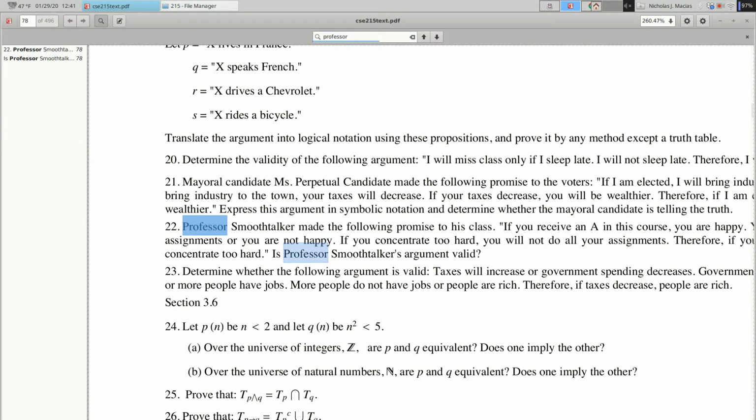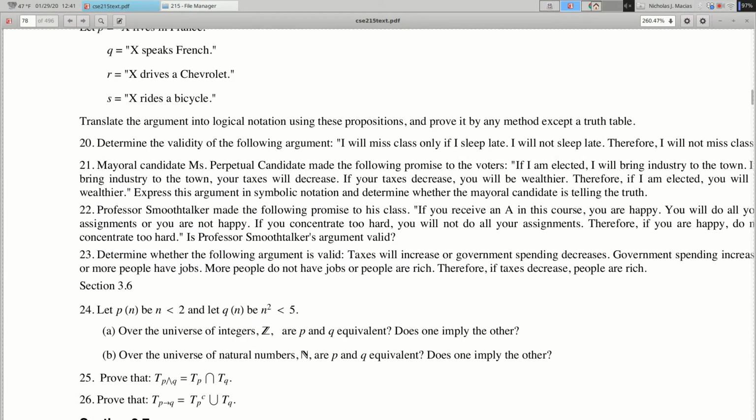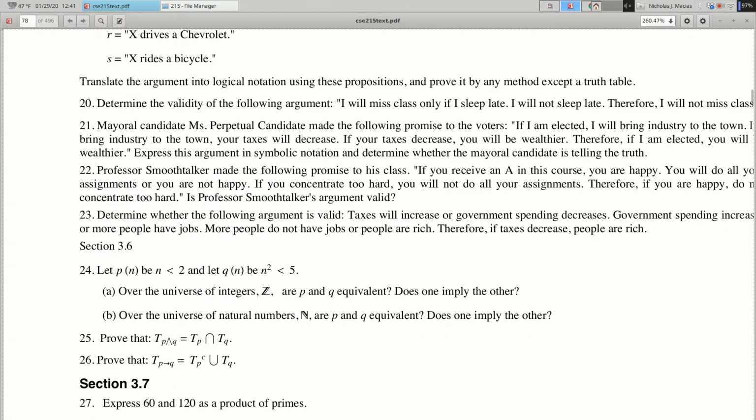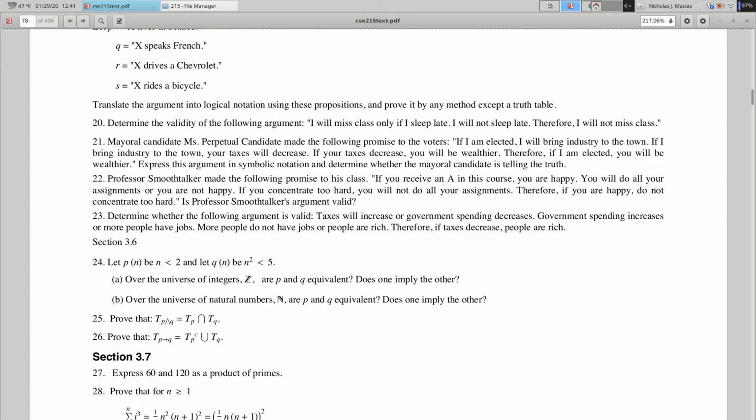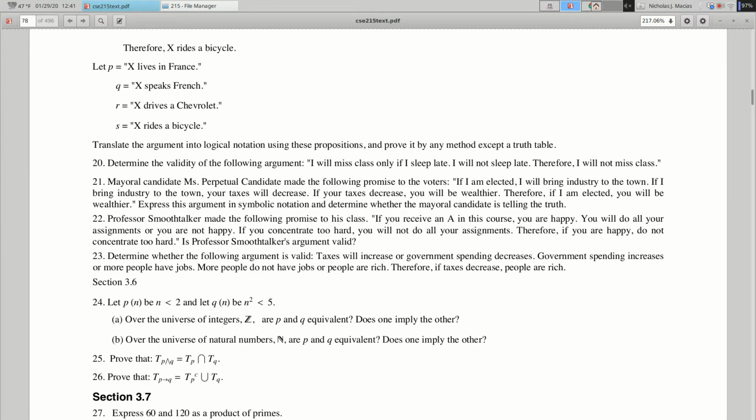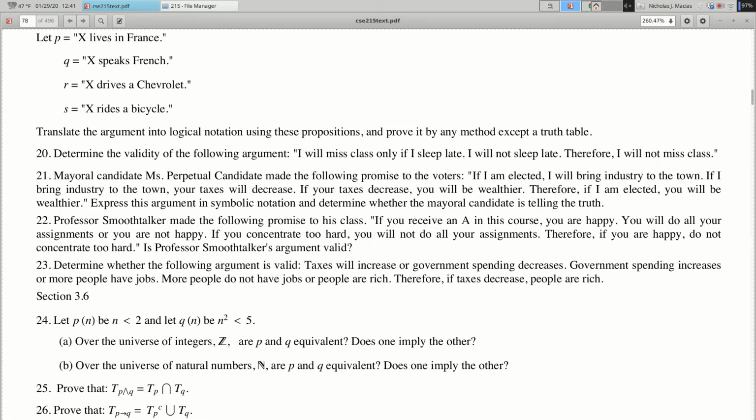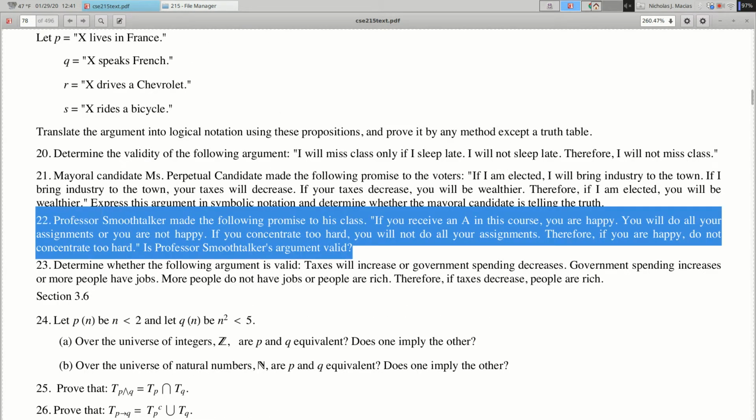22. Professor Smooth Talker makes the following promise to his class. If you receive an A in the course, you are happy. You will do all your assignments, or you are not happy if you concentrate too hard. Well, you will not do all your assignments. Therefore, if you're happy, do not concentrate too hard. What the heck does that mean? Let's find out.